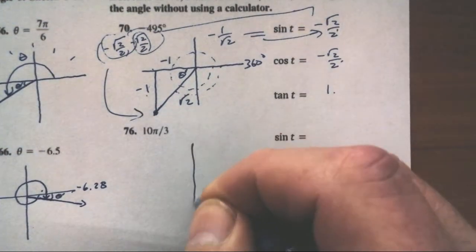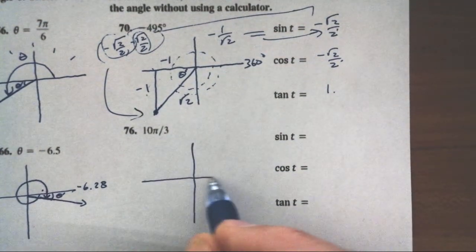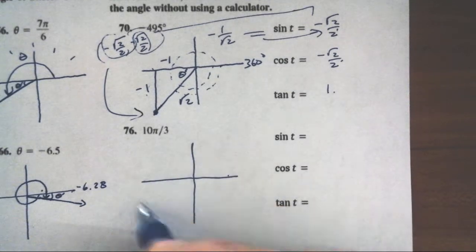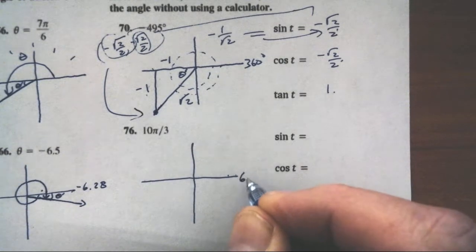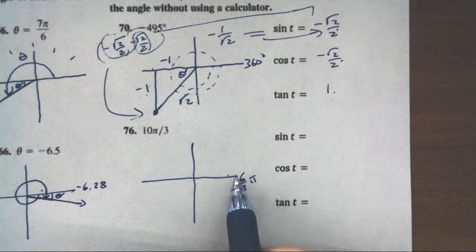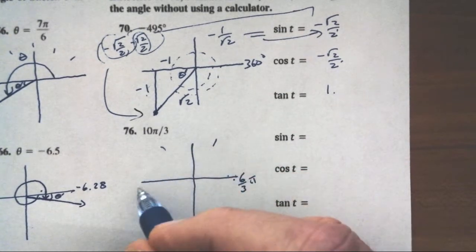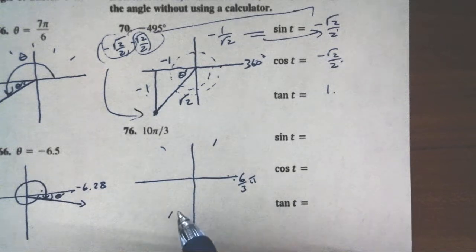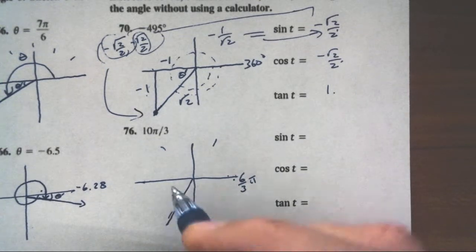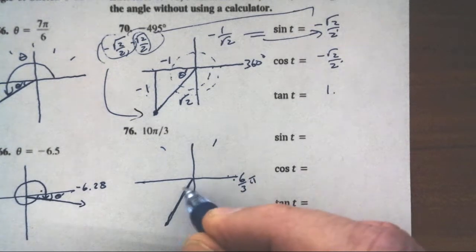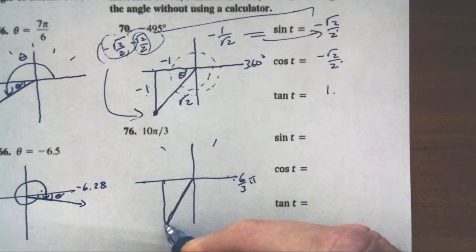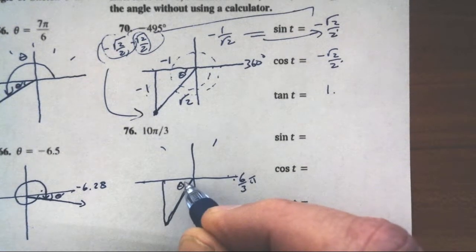Okay, 10/3 pi. I think the theme here is we're going more than a revolution, because 6/3 pi would get me around to here. I need 4 more thirds pi: 1, 2, 3, 4. Getting me to this 60-degree, pi on 3 reference angle right here. There's our theta prime.